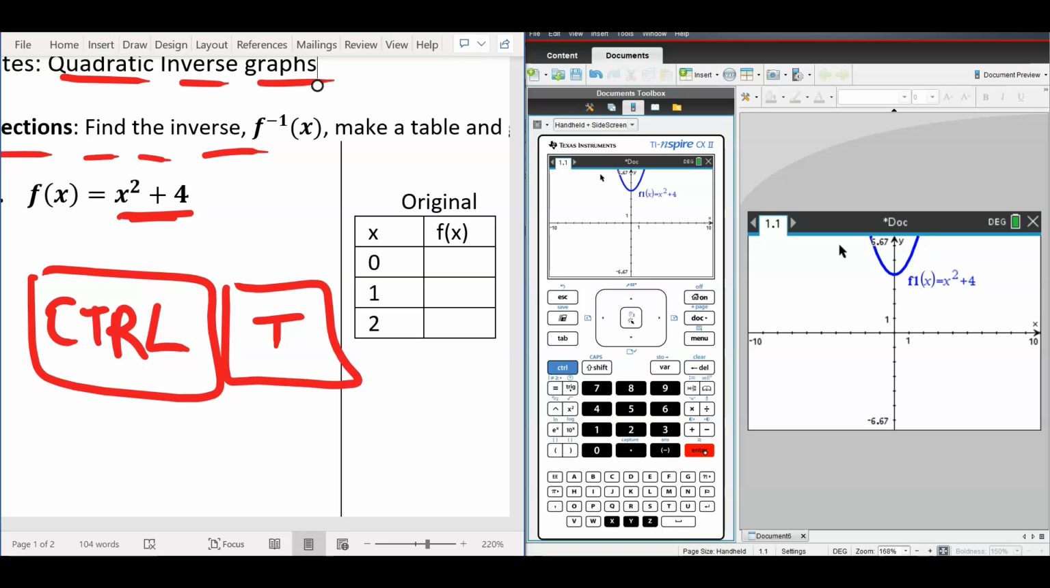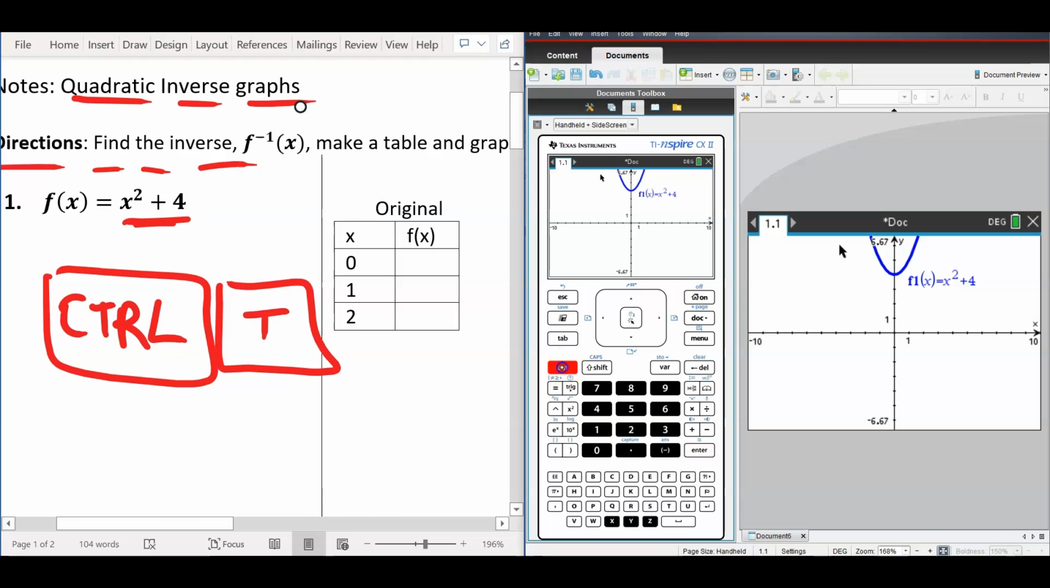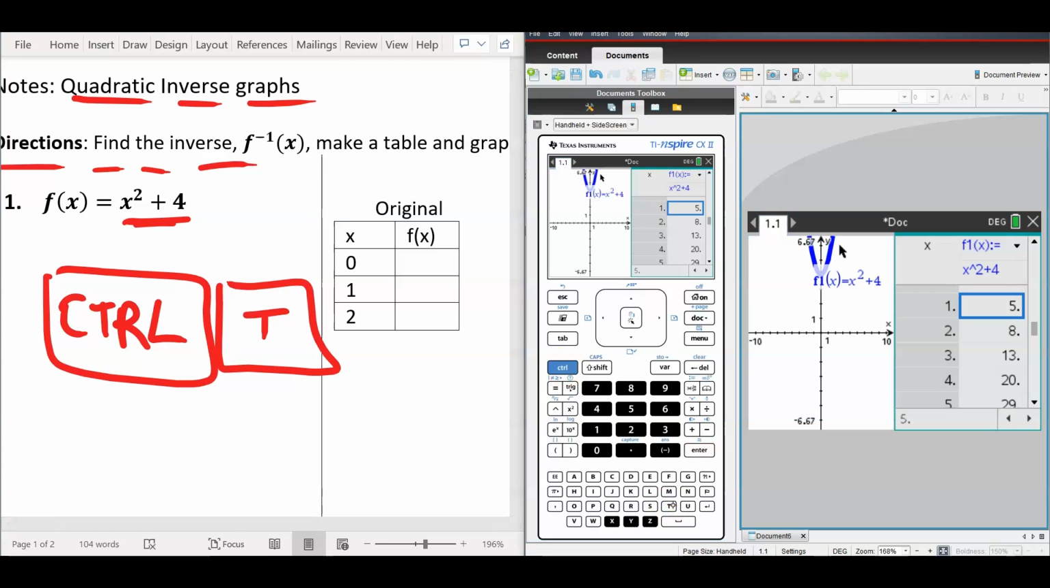Please write this down. Do you have a pencil? Okay, write this down. Control T. Now, once you have your table, you need to fill in this little table. It starts at 0. If you look at your table, it does not start at 0. It starts at 1. So make sure you actually look for the right X value.